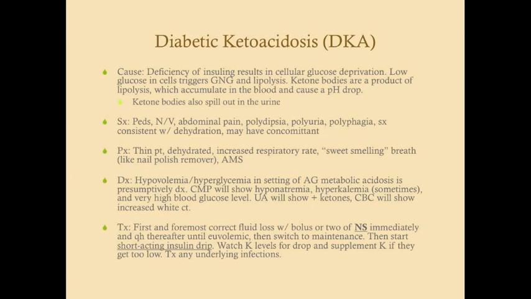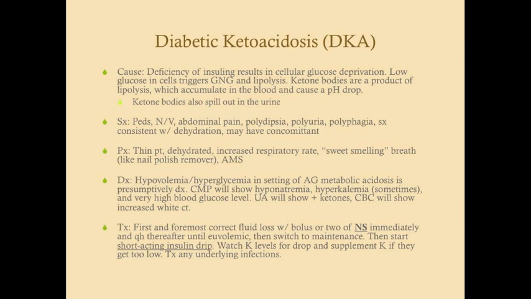So your CMP will often show hyponatremia and hyperkalemia, and that's simply because you don't have insulin. And insulin draws in glucose and potassium into the cells. So because you're not drawing in glucose and potassium, you're going to have both a hyperglycemia and a hyperkalemia. A lot of times you're going to have the hyponatremia just because you're peeing out so much, and so you're losing sodium. And then, of course, you're going to have a very, very high blood glucose level.